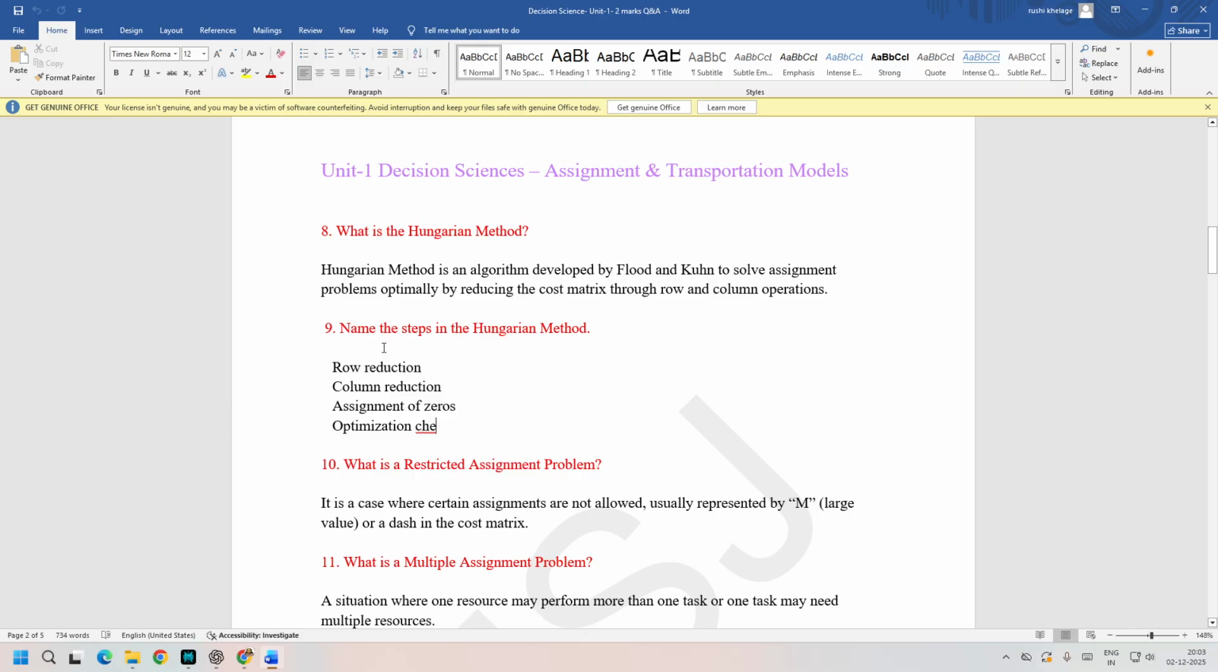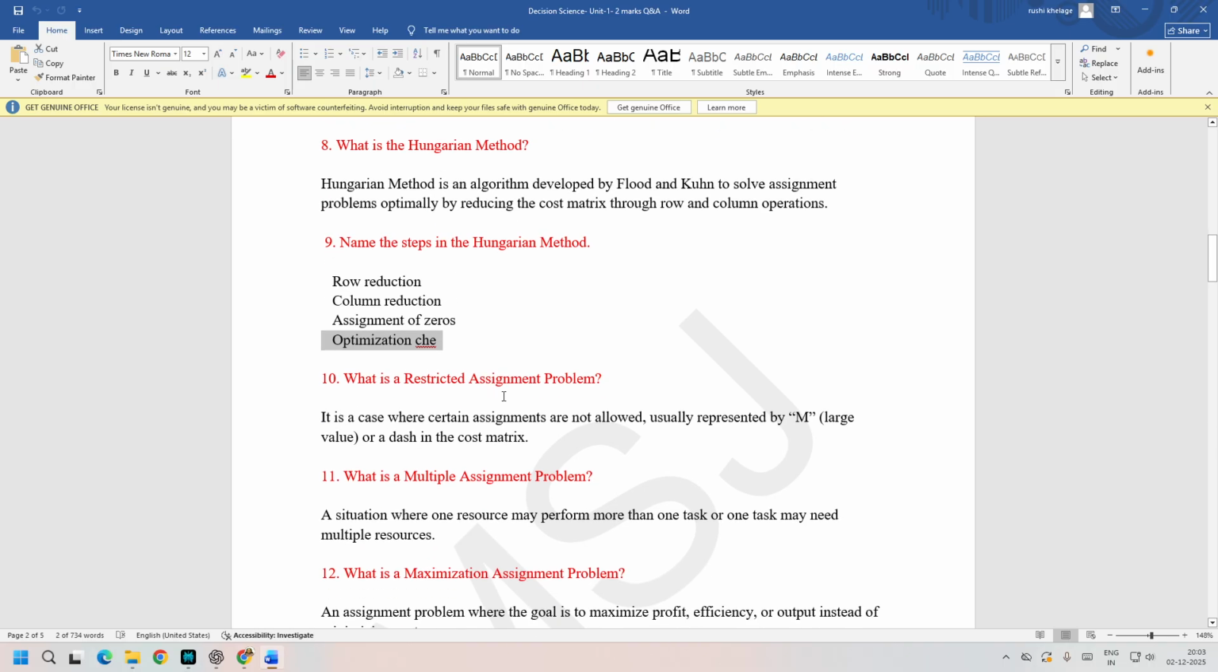Name the steps in Hungarian method. What are the steps? First is row reduction, second is column reduction, third is assignment of zeros, and fourth is optimization. Now question number 10. What is restricted assignment problem? Now here see, it is the case where certain assignments are not allowed. That is the restriction. Certain assignments are not allowed, and it is represented by M or a dash in the cost matrix.